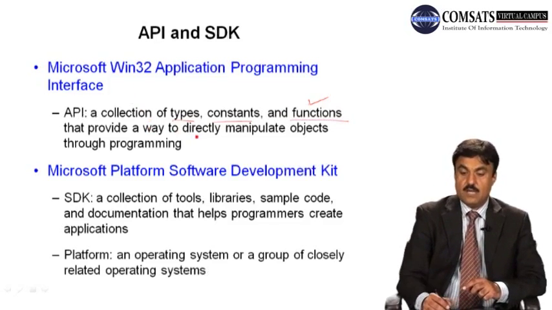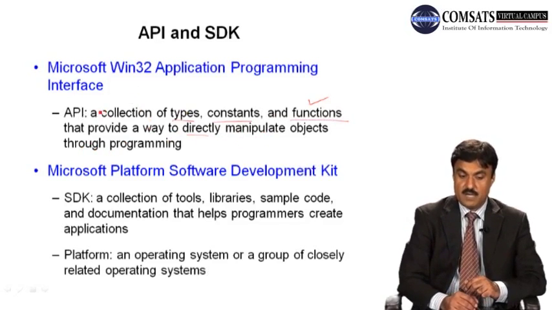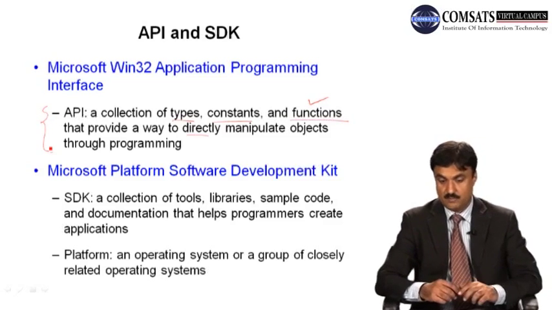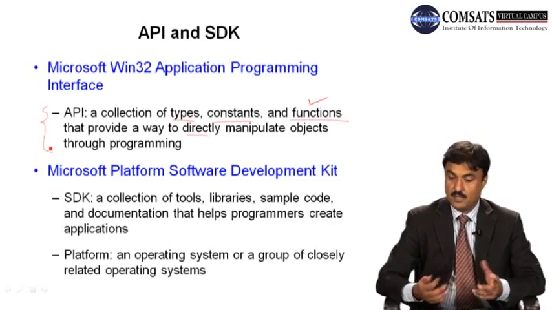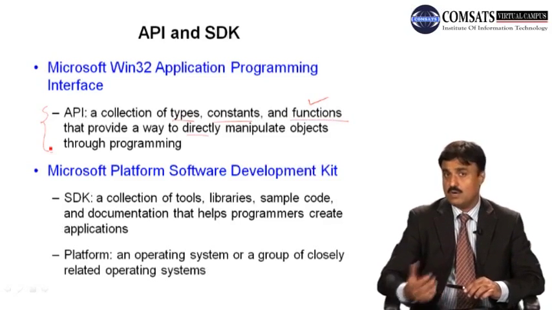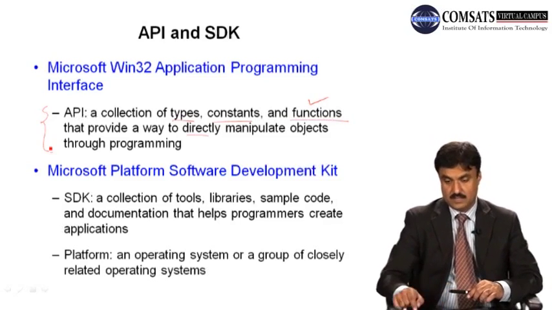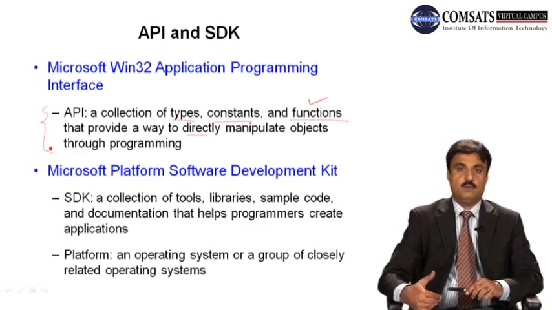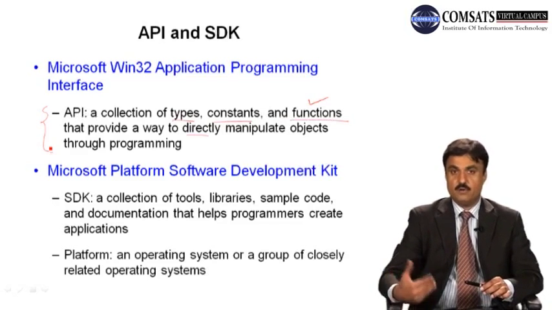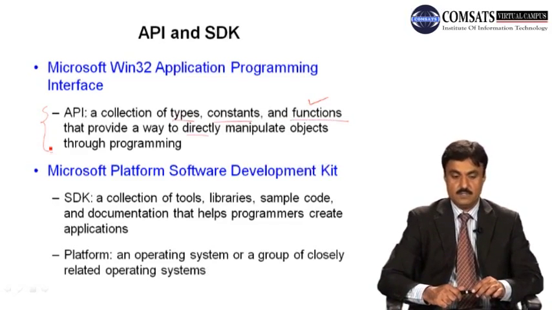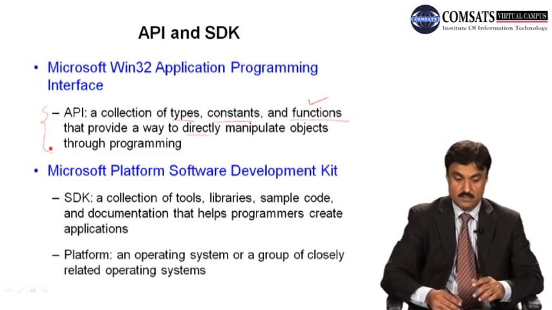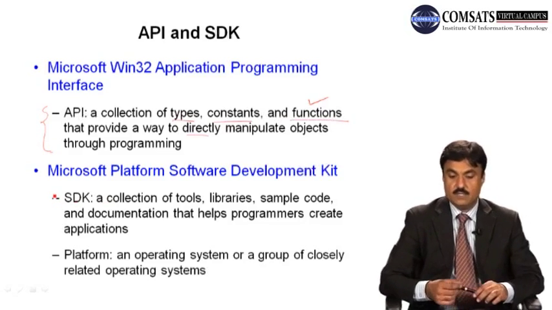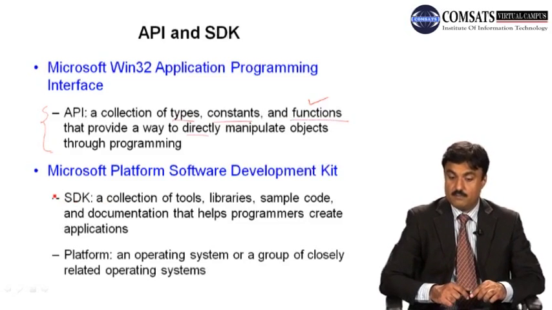They provide a way to directly manipulate objects through programming. So we will use Win32 API functions to manipulate objects. What are these objects? You will see in the next slide. We have input devices and output devices. Drivers will create objects, and we use them to interact with these devices or hardware indirectly. And then we have the Microsoft Platform Software Development Kit, or SDK.